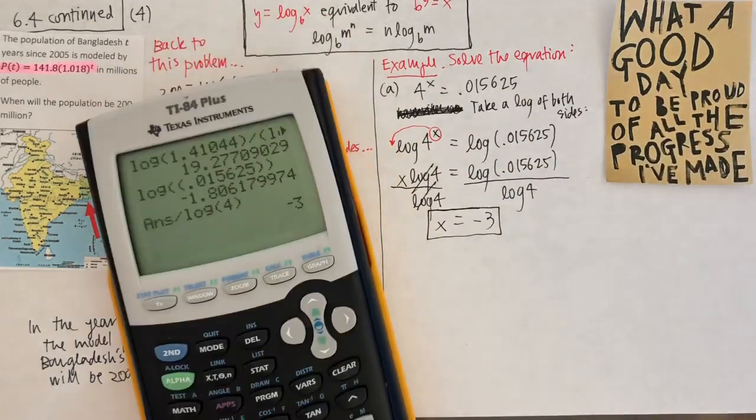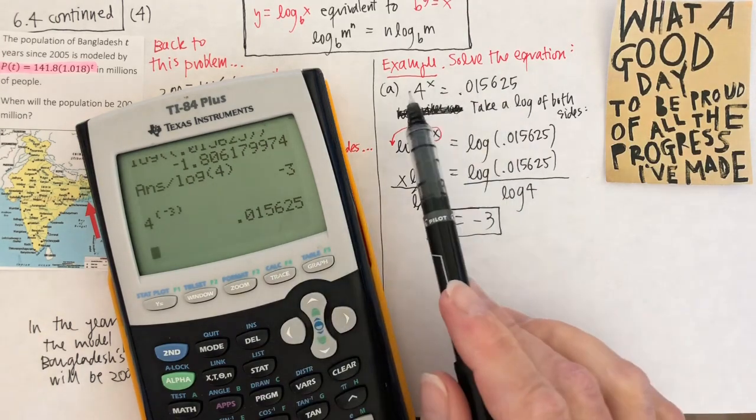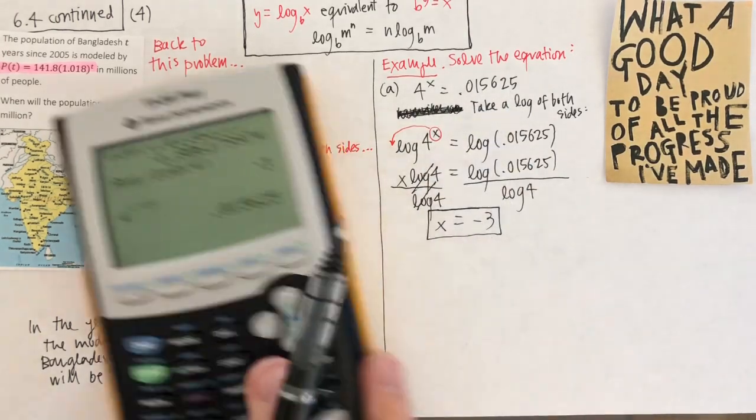I'm going to do a quick check. I'm going to see, does 4 raised to the -3 really equal that? Yeah, it does equal this number. 4 to the -3 equals this number. So I found out what it is.